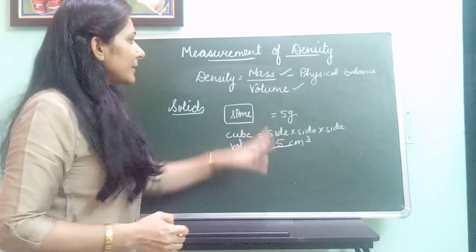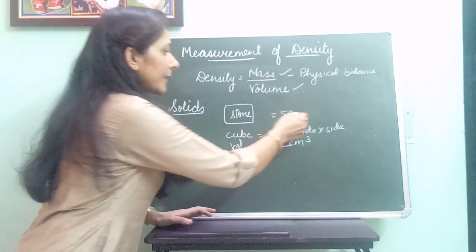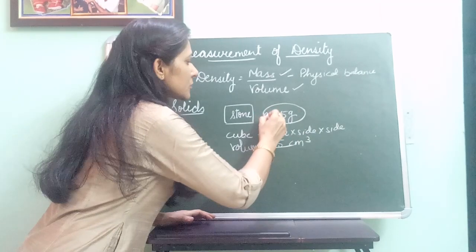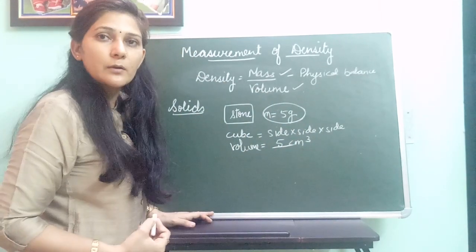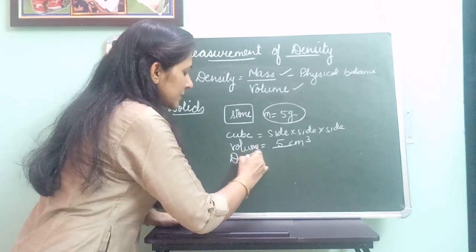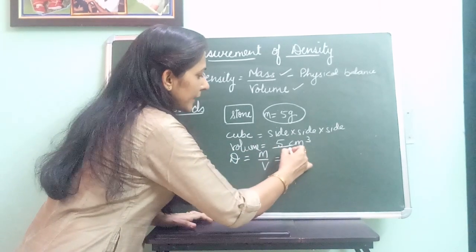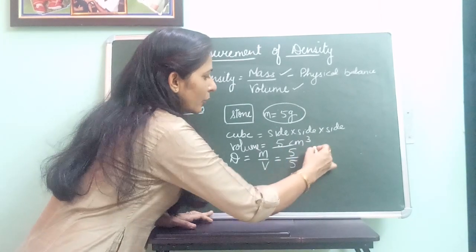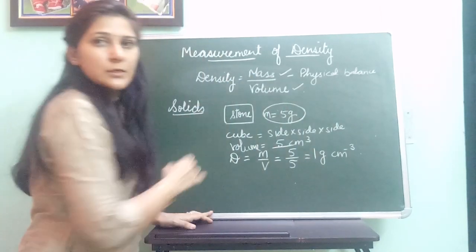So I can easily calculate the density by substituting these two values over here, because I calculated the mass of the stone as 5 grams and the volume of the stone is 5 centimeter cube. This way density is given by mass upon volume, that is 5 upon 5 is equal to 1. The unit is gram per centimeter cube.